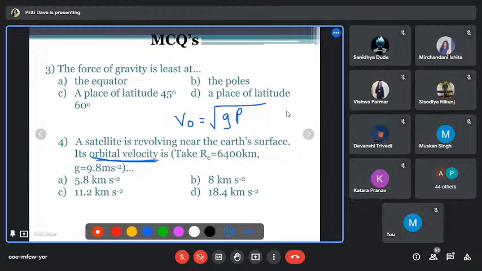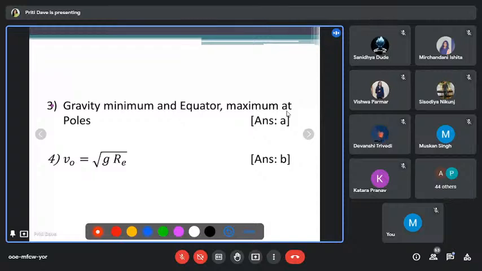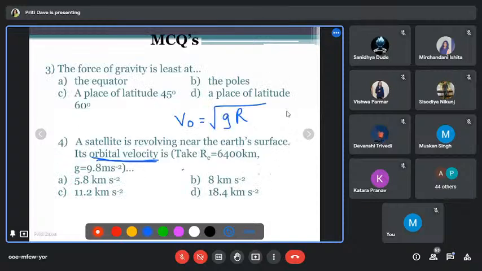All right, what's the answer for this fourth one, guys? Substitute and tell me. Even if one or two are doing it, I'm very happy. Anybody? Answer is... all right.